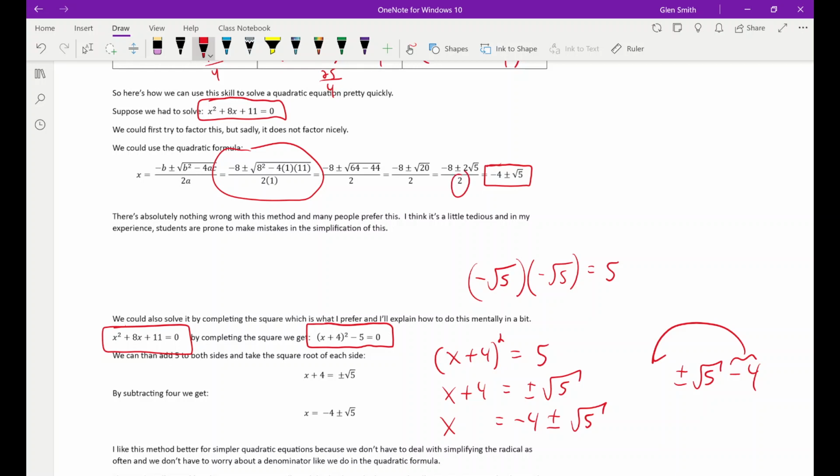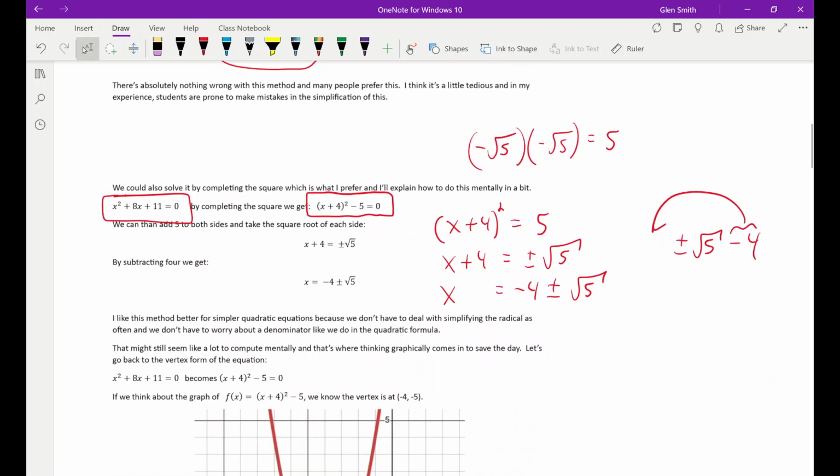And then you got to divide by this too. Students typically mess up the division there because they forget to divide one of the terms. When you do the complete the square thing here, it's really just you got to complete the square. That's the hard part. But then you got to add 5, take the square root, subtract 4. It's a little bit less intense.